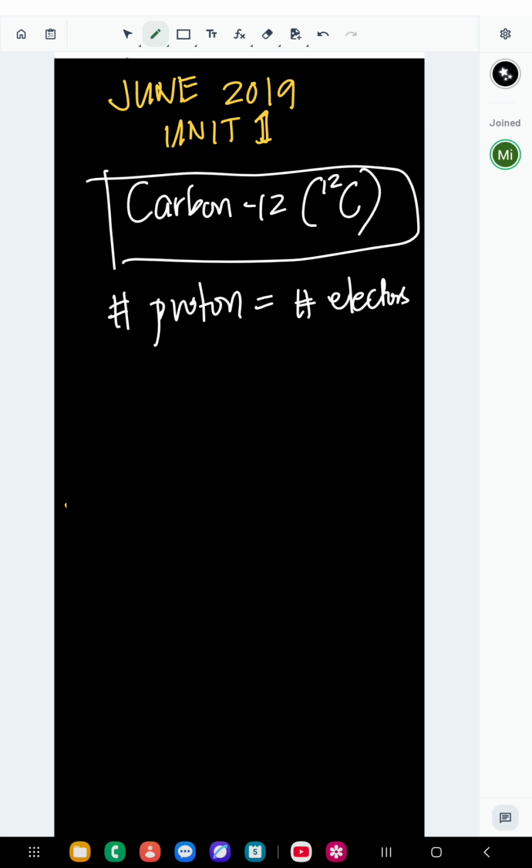Then for number 9. Atoms of an element that have different electronic structures, number of electrons, number of protons, number of neutrons. The answer here should be number of neutrons. Isotopes are atoms of the same element, so they have the same number of protons and electrons, but they have different numbers of neutrons. And this difference in neutrons gives them different mass numbers.